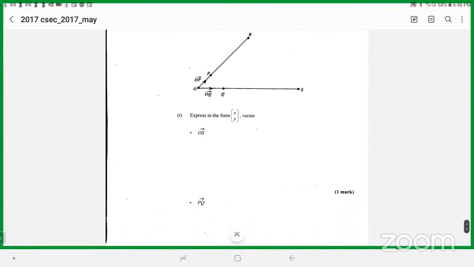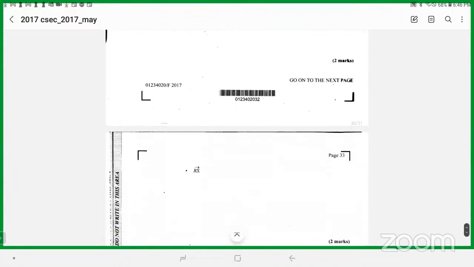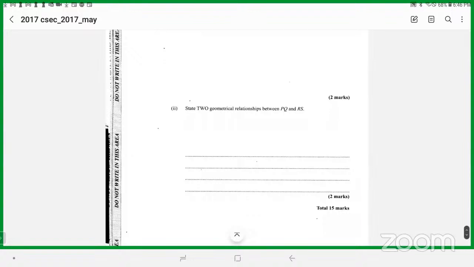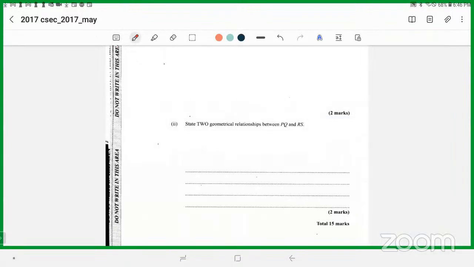Yeah, the questions are a little bit too straightforward. If a question asks us to state 2 relationships between 2 lines, it's going to be that they are parallel. You have to work it out and show that they're parallel.